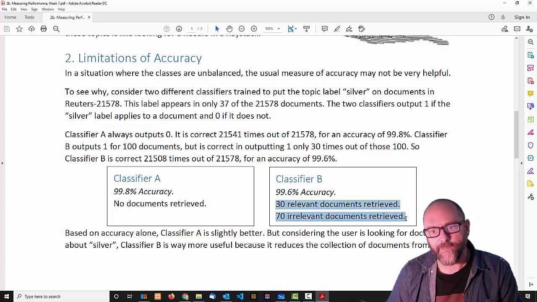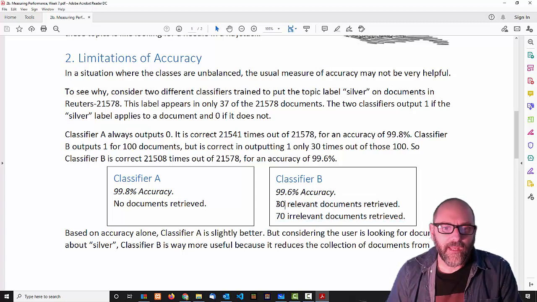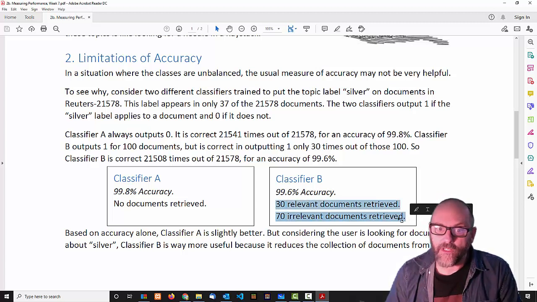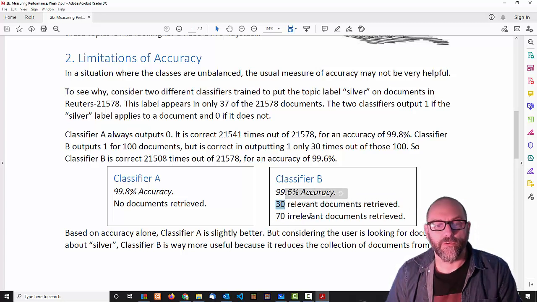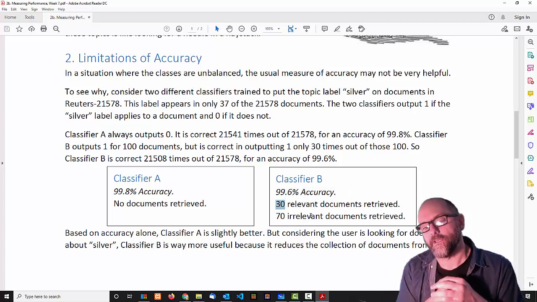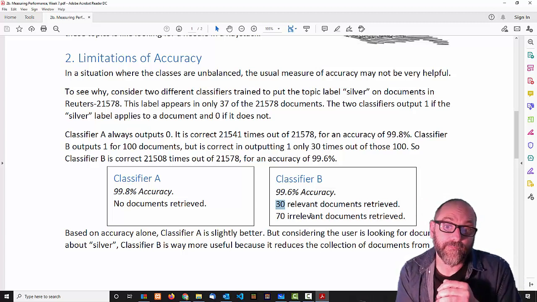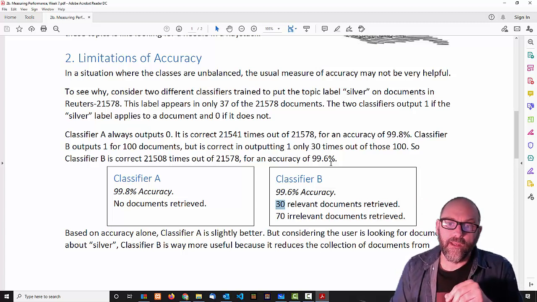So if you take a look at classifier B here, classifier B has recalled or found 30 out of 37 documents. That's its recall score, 30 out of 37. And its precision score, we look at how many it recalled. It chose 100 and labeled them silver. Its precision is 30 out of 100. Recall is the measure of how many of the correct documents did it find. It found 30 out of 37 correctly.